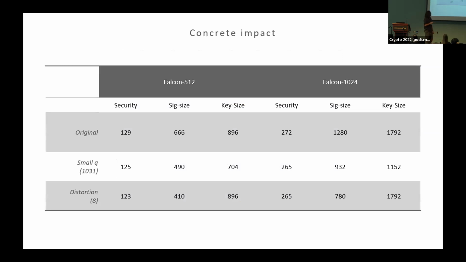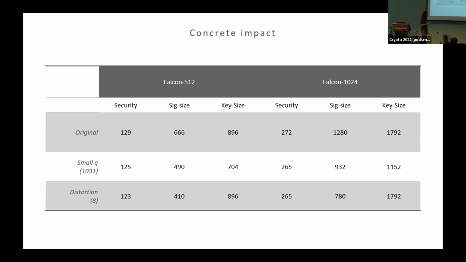So concretely, what do we have on Falcon 512? NIST level 1, we start from a signature size, which is the number of the beast, and then we can reduce it with small q. Here I chose 31 to reach 490 bytes of size. Interestingly, if I'm reducing q, I'm also reducing the key size. So for certain applications, it can be very interesting to reduce both the signature size and the key size. And for the distortion, we can reach signatures of 410 bytes. And as you can see, the security is barely affected.